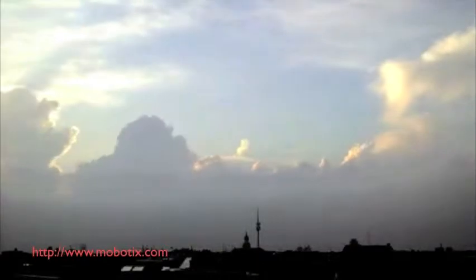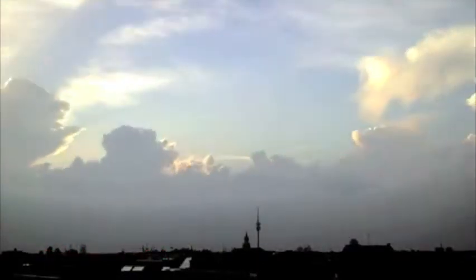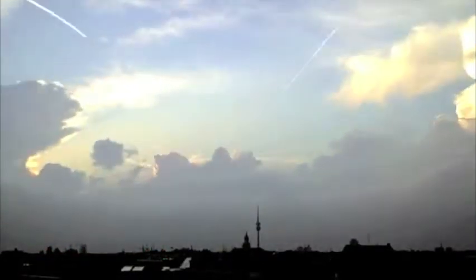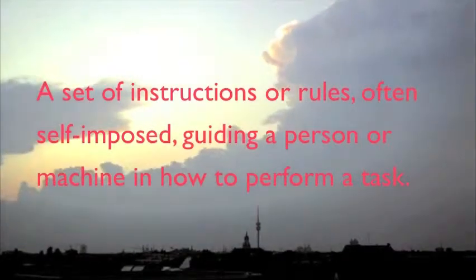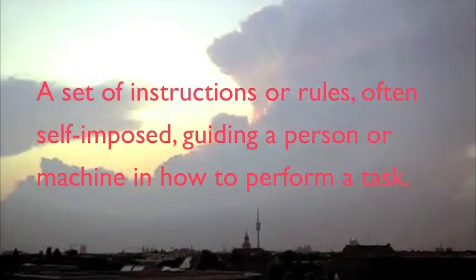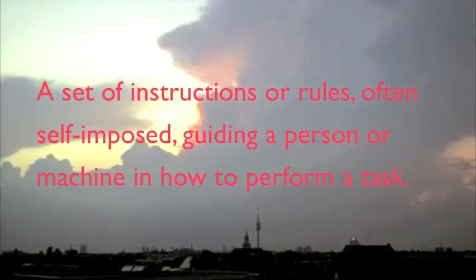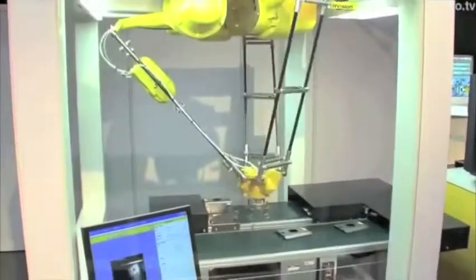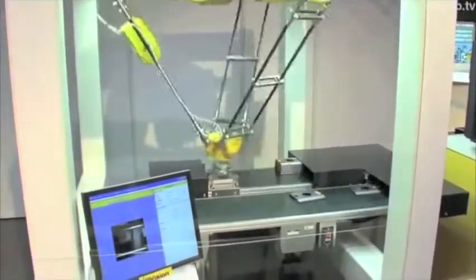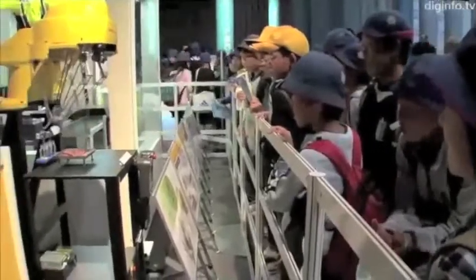William J. Mitchell, in writing about photography, describes some images as algorithmic, a quality that he believes is crucial to the believability of that image. An algorithm is a set of instructions or rules, often self-imposed, guiding a person or machine in how to perform a task. Algorithms are used whenever something is done according to a set of instructions, even something as simple as baking cookies from a recipe.